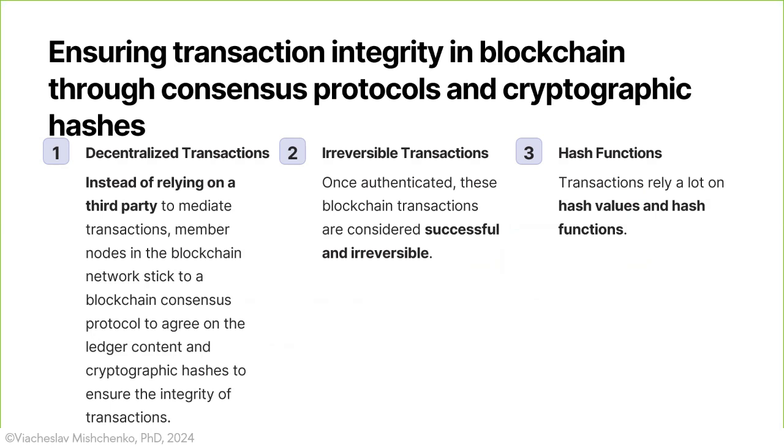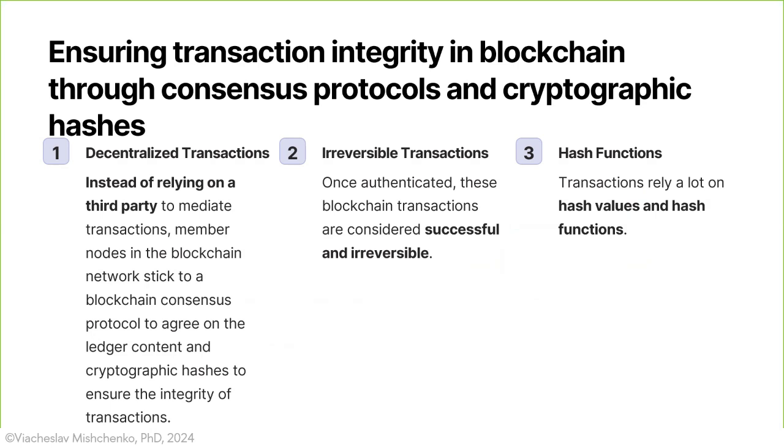And the second fascinating aspect is what we call irreversible transactions. That means that once a transaction is authenticated by the network and added to the blockchain, it's there forever. It's like written in permanent ink. For example, you can't erase it or even alter it. So this is crucial for maintaining the integrity of the entire system.